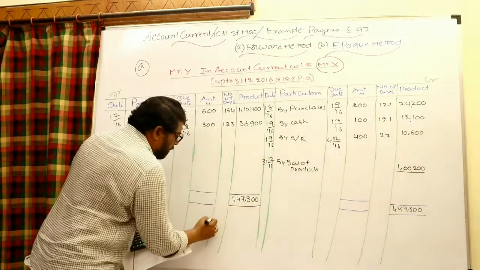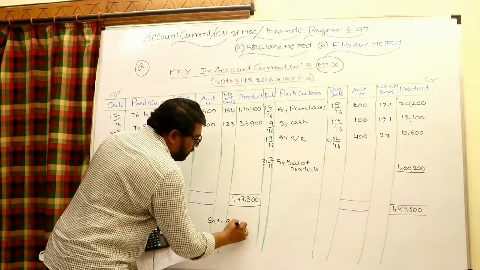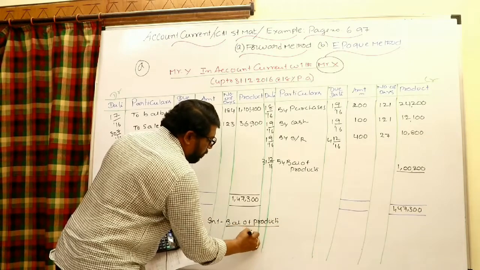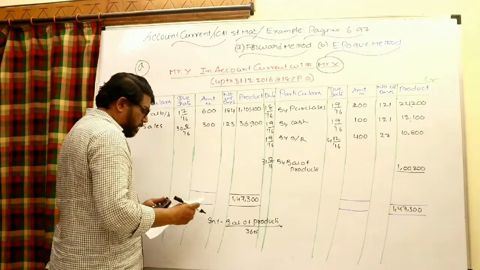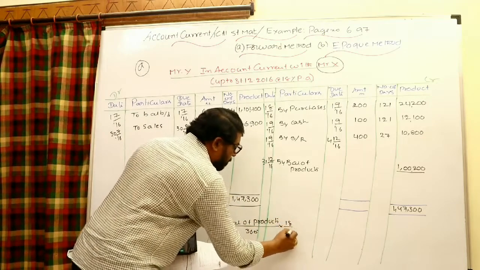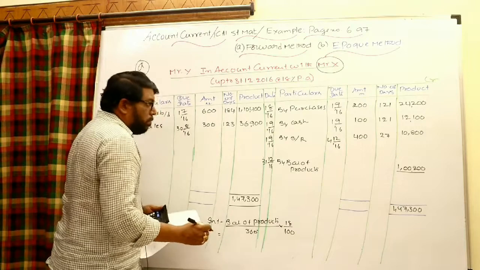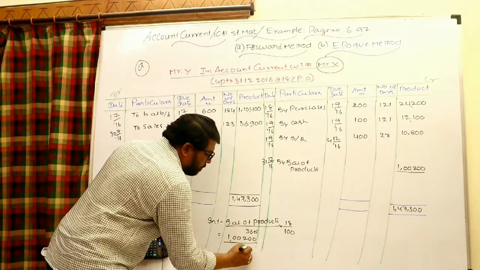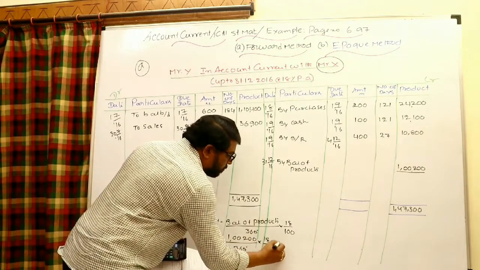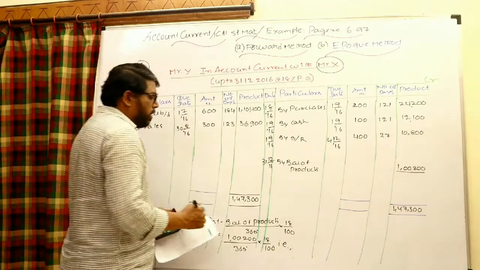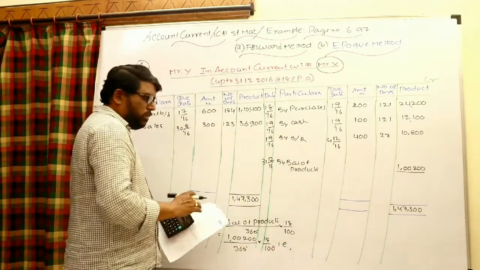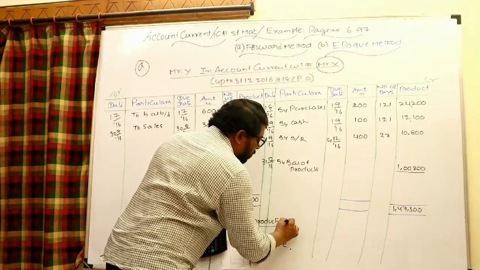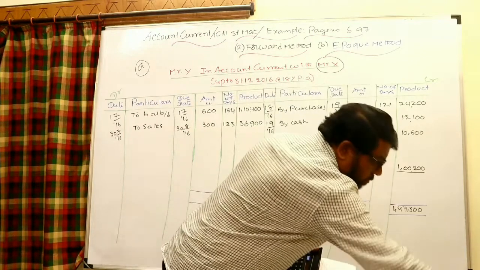Okay, now let us calculate the interest. Interest is equal to balance of products by 365 into rate by 100, rate 18%. Balance of product 1,02,000 by 365 into 18 by 100. This is rate by 100, or 18 by 100. So here you may write 18 as the rate. While writing the formula, you can write it as rate by 100.